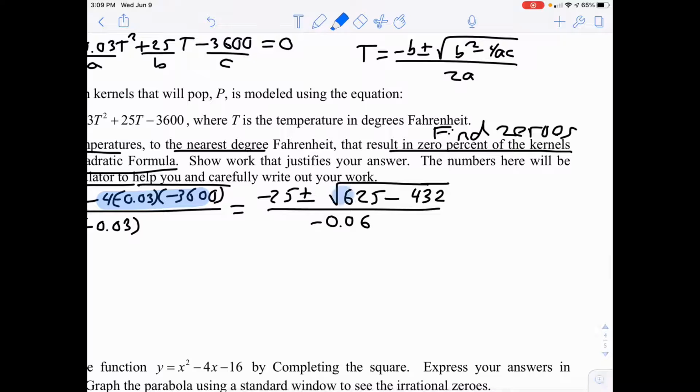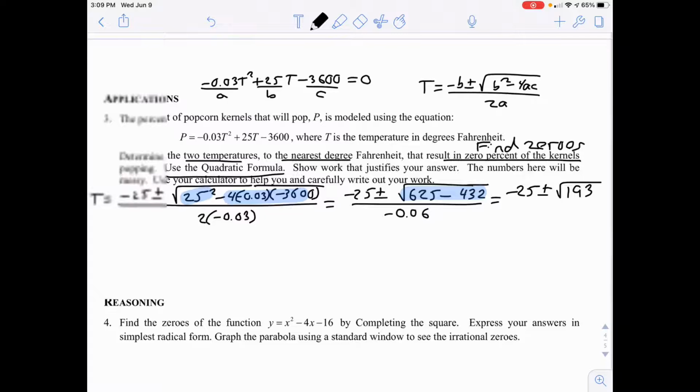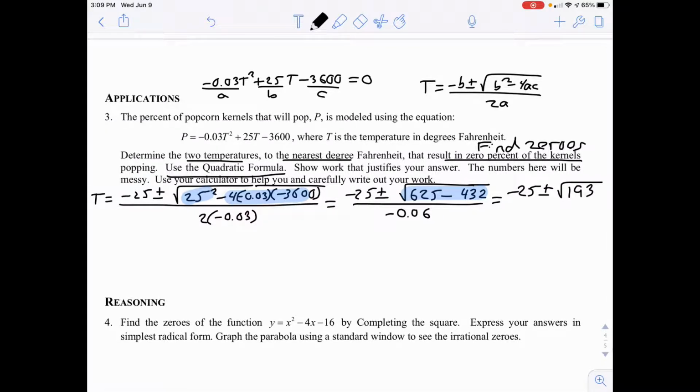Okay, now we'll go ahead and subtract that. And this is negative 25 plus or minus the square root of 625 minus 432, which is 193. And we're going to use our calculator to write our answer to the nearest degree. This is over 0.06. So t would be equal to negative 25 plus or minus about 13.89, which is what you get when you take the square root of 193, all over negative 0.06.